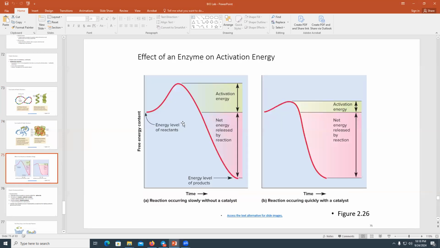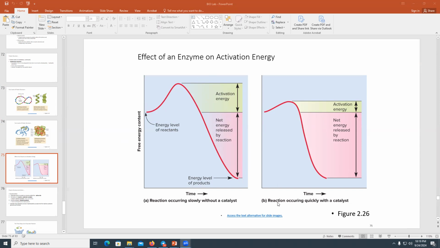So what do enzymes do? We discussed in class that enzymes are catalysts, and catalyst means that they speed up the reaction. The reaction would take forever, and enzymes get you from the reactant to the product side faster. So let's look at this reaction occurring so slowly without a catalyst. We have to go up this green mountain. We refer to this as the activation energy. This green barrier is the activation energy.